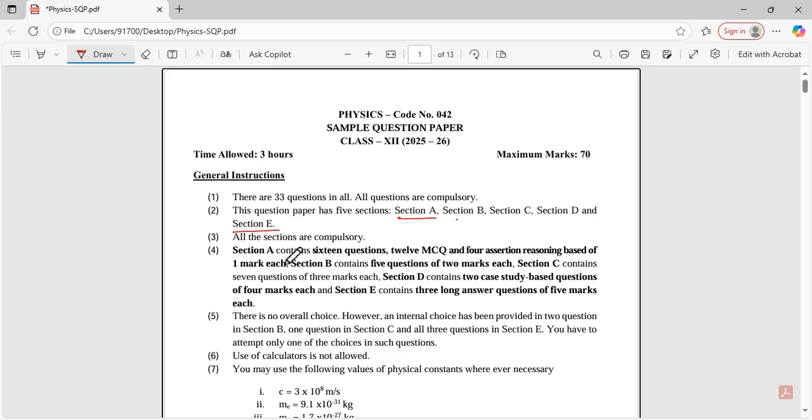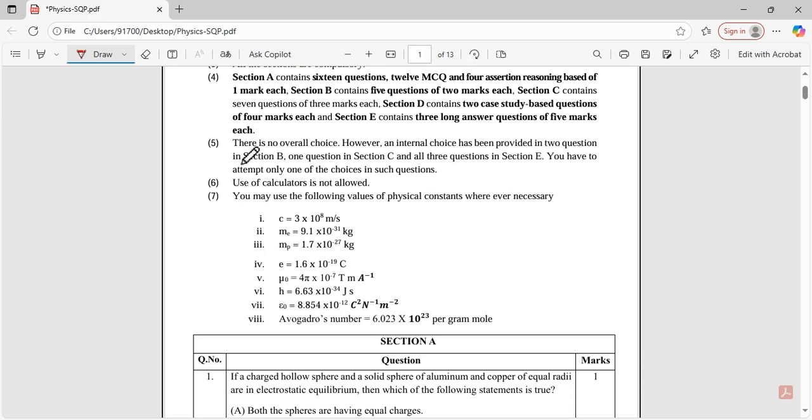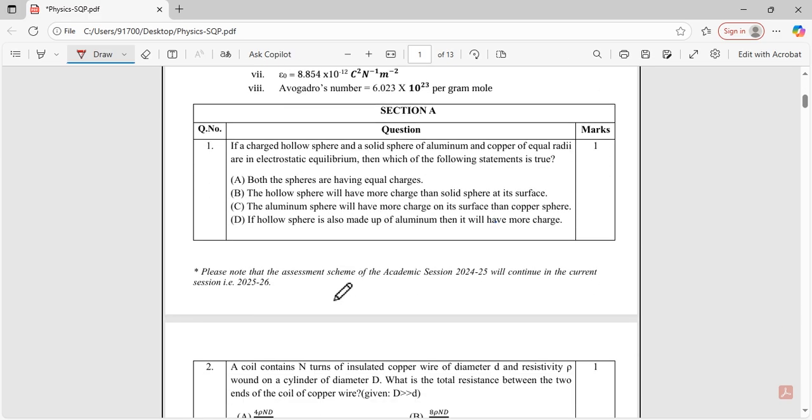Section A contains 16 questions: 12 MCQs and 4 assertion and reason based questions of 1 mark each, mainly MCQ based, and there is some case study. Section B, that's very important, has no overall choice. Here there are some constants, which is very important. Do not remember the constants. They are given on the question paper, so it is important to see the constants there and put them in. Now start solving the questions.